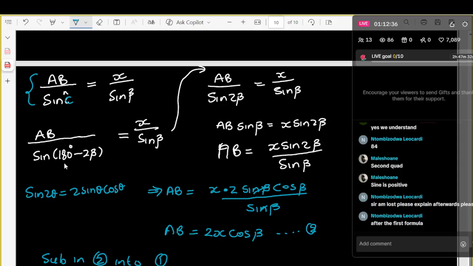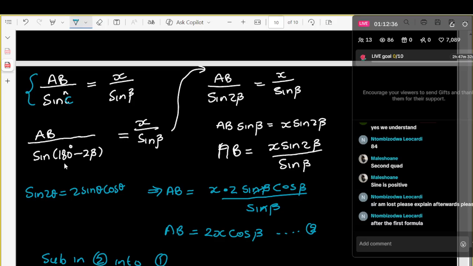Then in this step, we just have to cross multiply. We take the AB and multiply it with the sine beta, and we take the sine 2 beta and multiply it with x. Then divide both sides by the sine beta to make AB the subject of the formula. Now we simplify the sine 2 beta, because this is your double angle. The double angle for sine we can put as 2 sine theta cos theta. Now the sine beta and the sine beta cancel. We are left with 2x, the cos of beta. So we know what AB is.